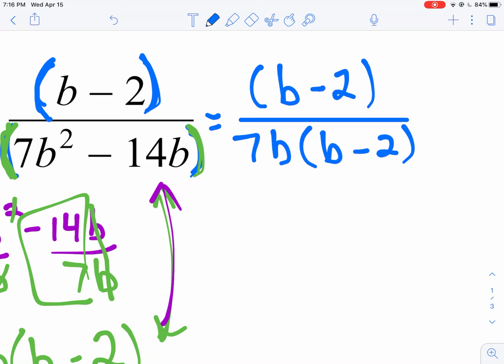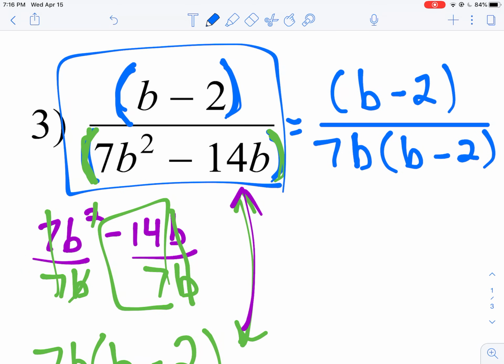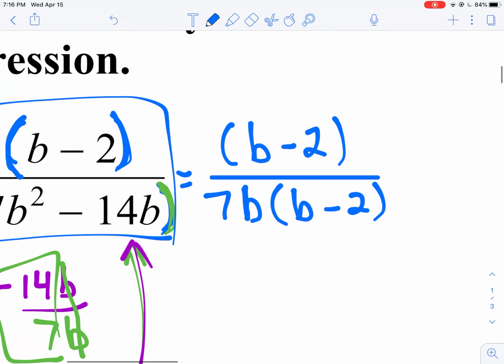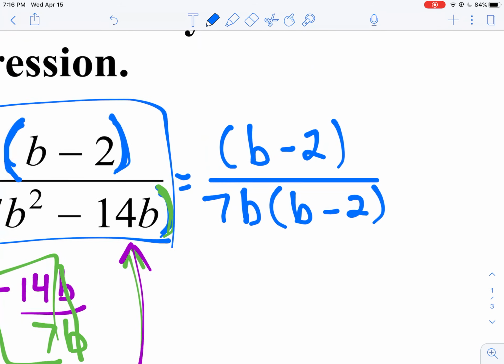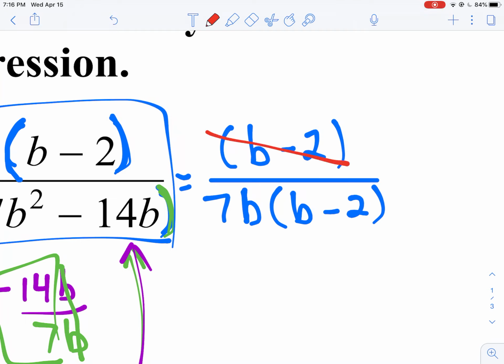Now, all that work wasn't for nothing. The reason I did that is because, like I said, we couldn't simplify anything the way this was written. But when we factored the bottom, the denominator, look what I have. I have a b minus 2 on top and a b minus 2 on bottom. Now, if they match, I can cancel them out. b minus 2 divided by b minus 2 is 1.